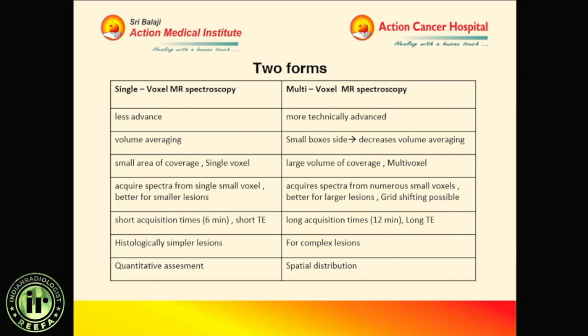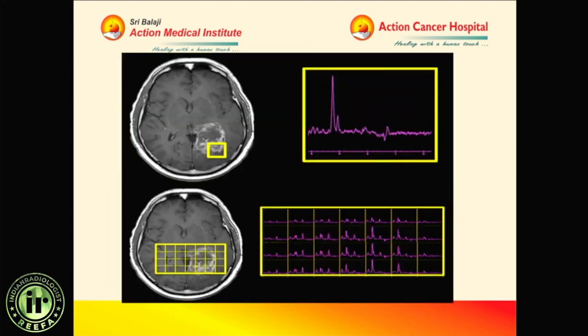Similarly, multivoxel is more technically advanced, with multiple boxes; we put a grid and we can see all the metabolites. Now grid shifting is also possible and a larger volume of coverage is there. The only thing is it has a long acquisition time of almost 12 minutes. Now this is a single voxel and multivoxel. As we can see, we have placed the box over the enhancing part of the lesion and we are getting the graph from it. In multivoxel, we can do acquisition from the normal brain tissue, the enhancing part and the necrotic part in one go.